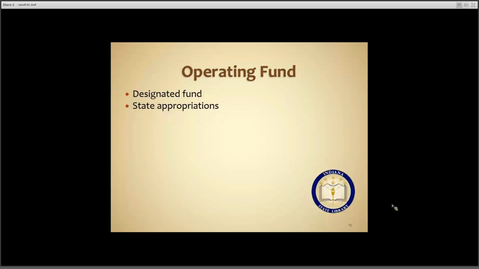The operating fund is a designated fund for the day-to-day operations of the public library. Remember also that it is associated with a tax levy or tax rate. The annual budget establishes the appropriations, or the money to be expended during the year. So remember, even though you have money in the bank, you may not have the authority to spend it. The authority is the appropriation.